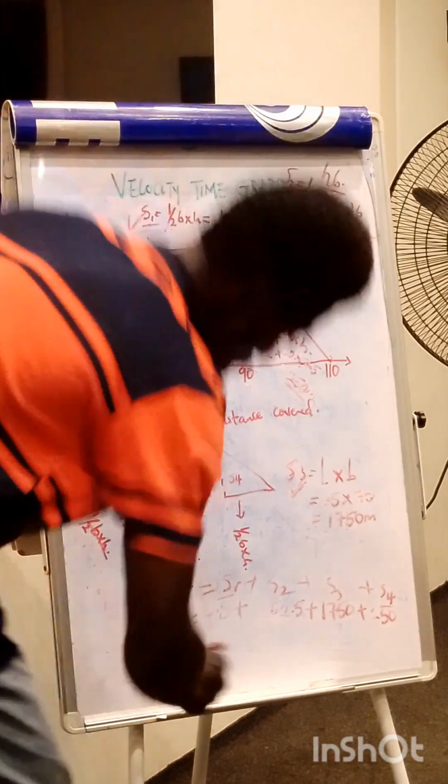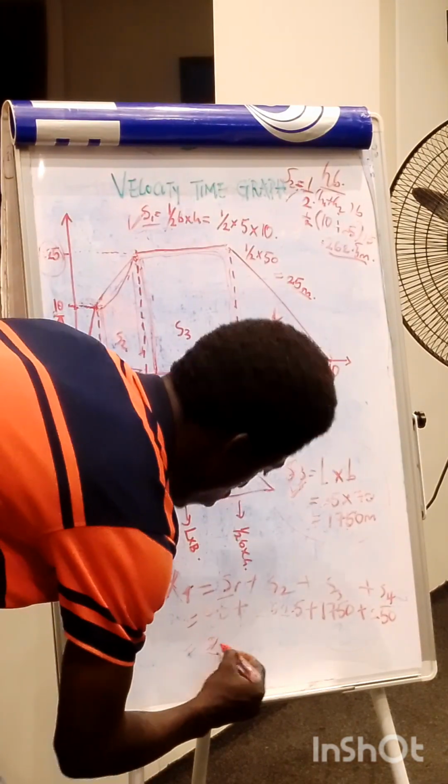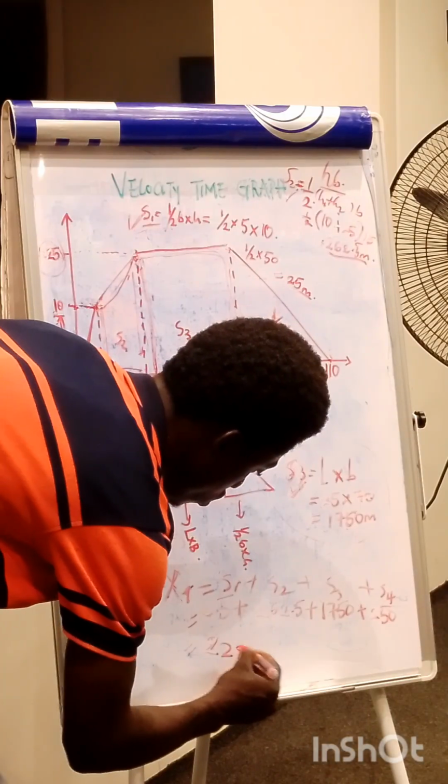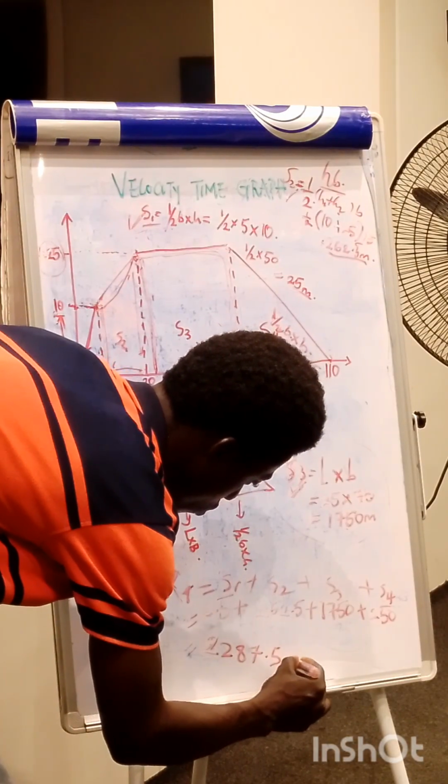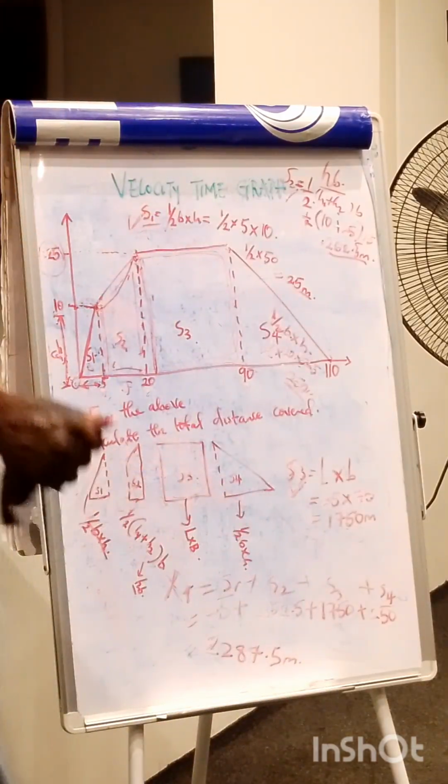228.7.5. That's 228.7. What's the unit of distance? Meter. So that's that about velocity time graph.